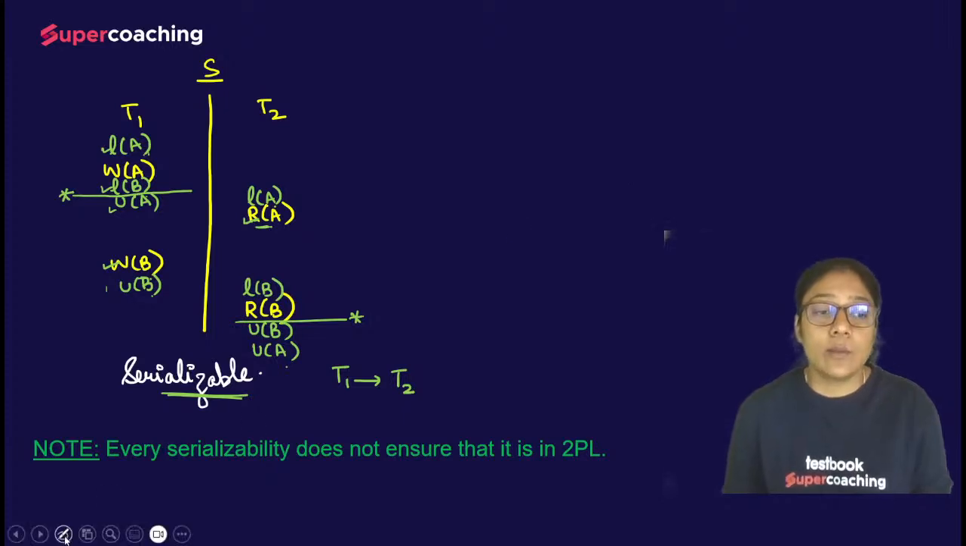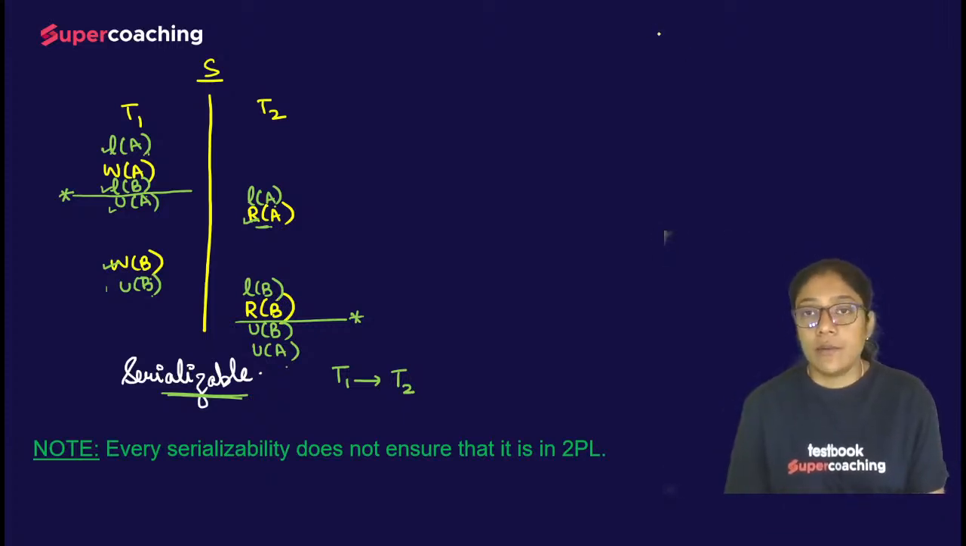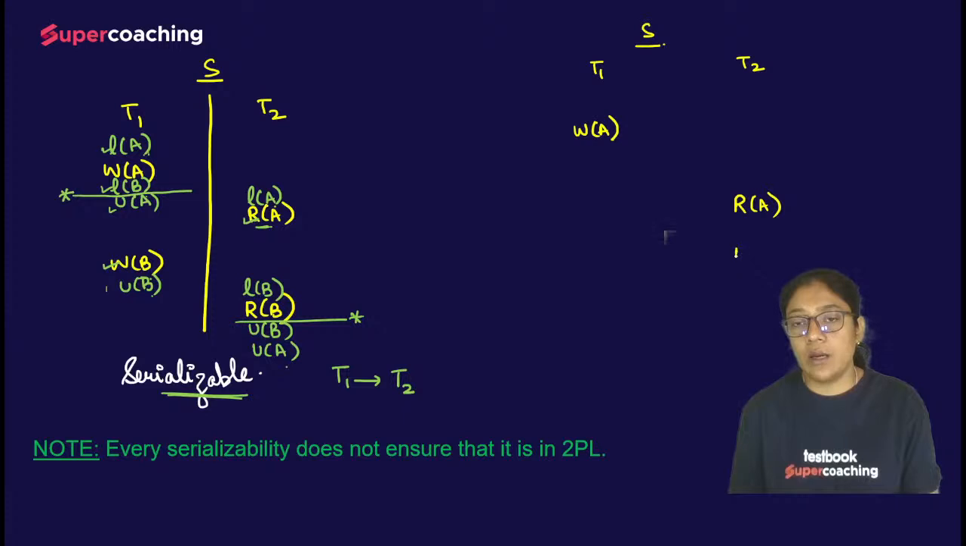Let us consider one more example. Is this clear, how I'm using this concept? There is one more schedule, and here we have two transactions T1 and T2. It's performing the write operation, and now it wants to perform a read operation on data item A, read operation on data item B, and write operation on data item B.